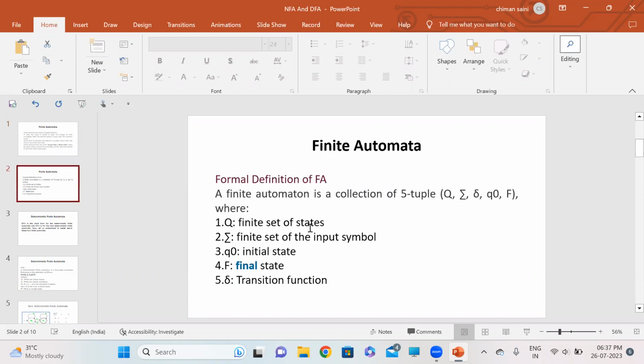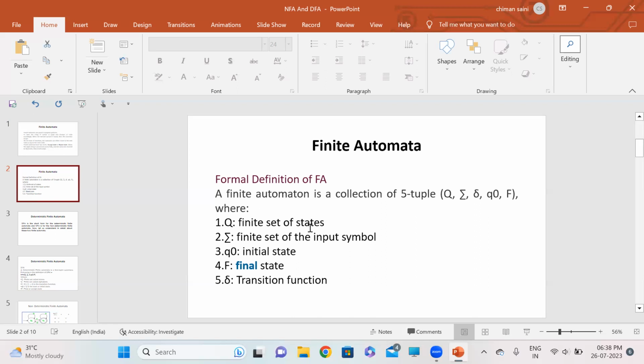Now this is the formal definition of finite automata. There are five tuples in a finite automata: capital Q, sigma, psi, q naught, and F. Q is the finite set of states. What you have to remember is that Q means a finite set of states, meaning the number of states in an automata is finite. That's why we call it finite automata, otherwise it becomes infinite.